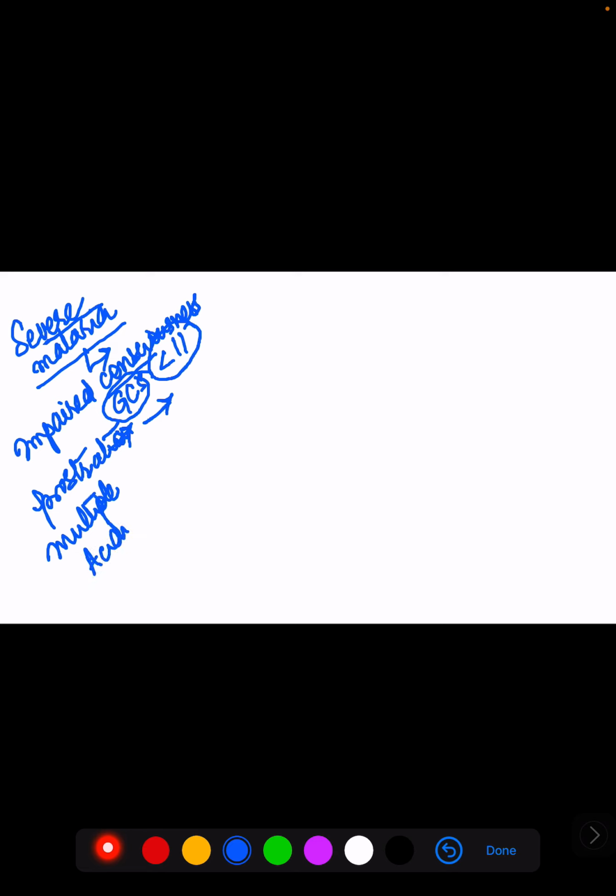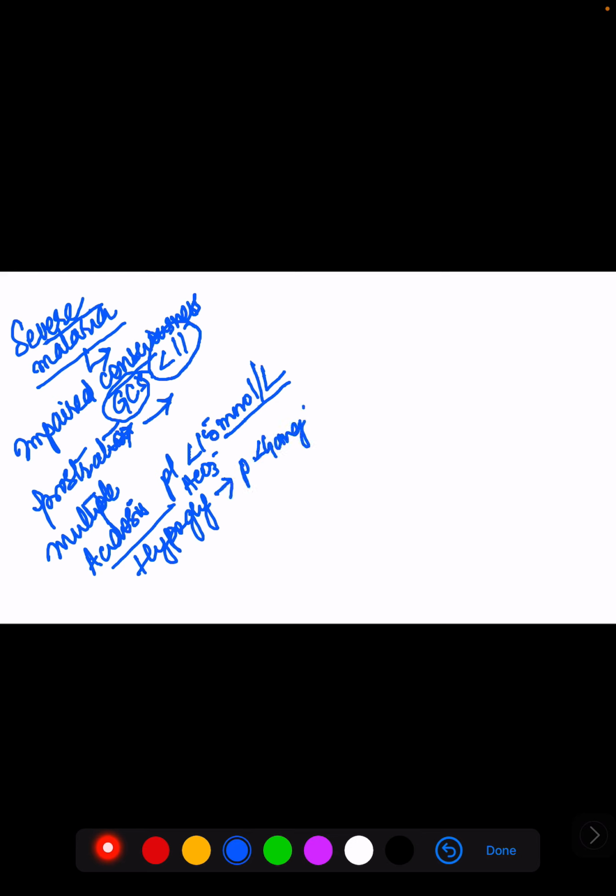Patient will have acidosis, that is plasma bicarbonate less than 15 millimole per liter, and hypoglycemia, that is plasma glucose less than 40 milligrams per deciliter, and severe anemia, that is hemoglobin less than or equal to 5 gram per deciliter, and serum creatinine greater than or equal to 3 milligrams per deciliter.